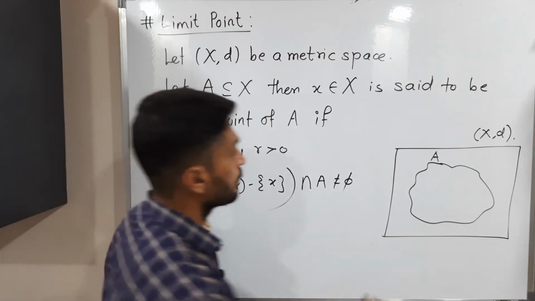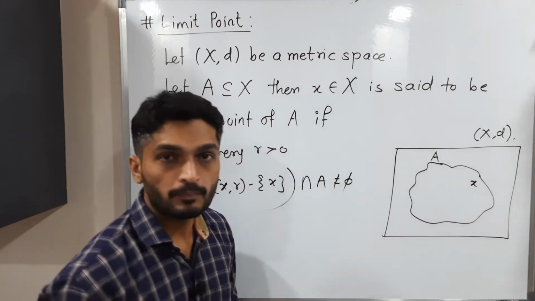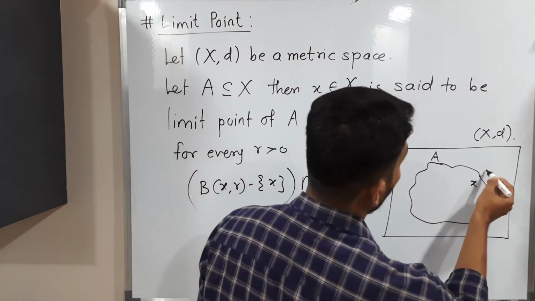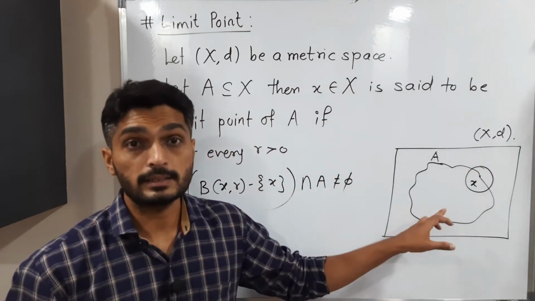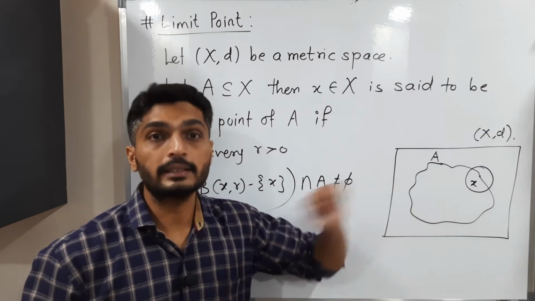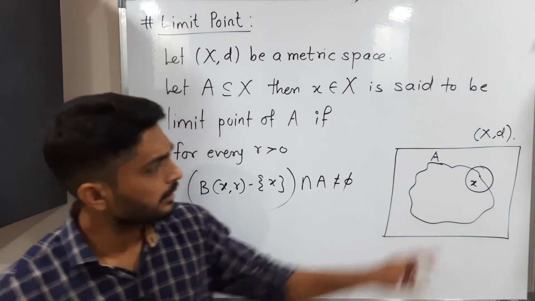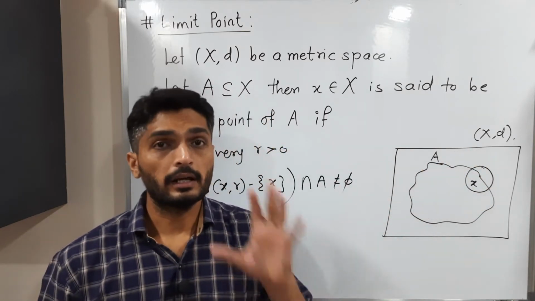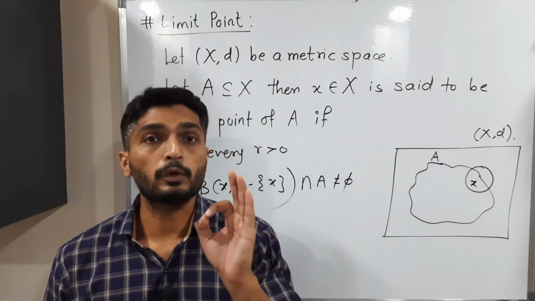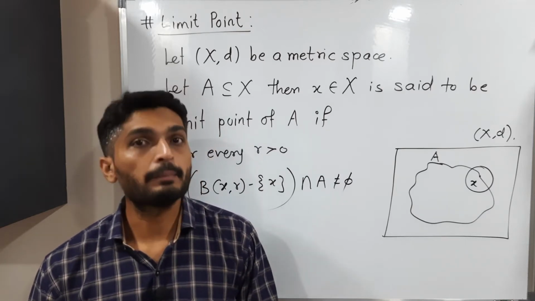Okay, so let us see. Suppose x is this point x. If you draw any ball around x, that ball contains points of A other than x, therefore we can declare x is a limit point. Getting? You can draw any ball around x, small ball, large ball, doesn't matter. Any ball definitely contains points of A other than x. So that's why we can declare x is a limit point of A.